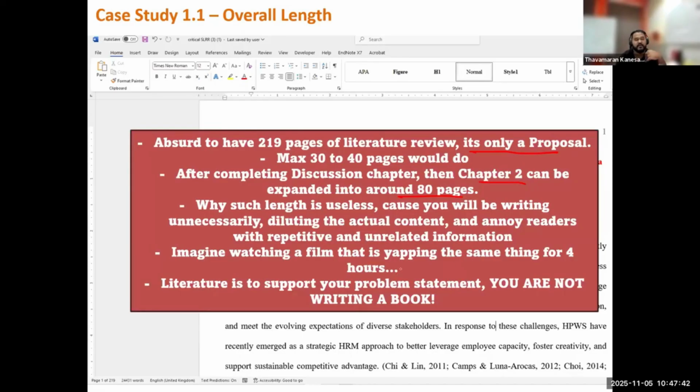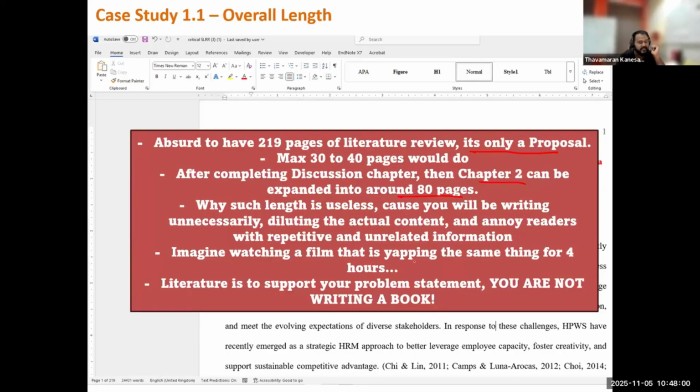Imagine watching Harry Potter for 4 hours, the film showing flying broom, flying broom, flying broom only, for the remaining 4 hours. There is no context to it. That's how your examiners felt reading this particular proposal. Literature is to support your problem statement. You're not writing a book.